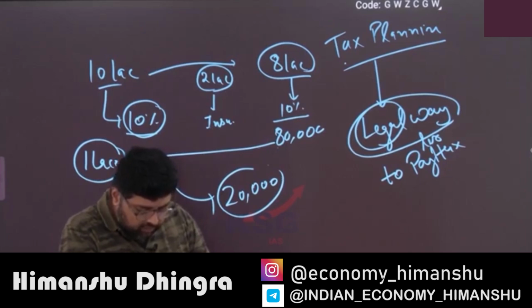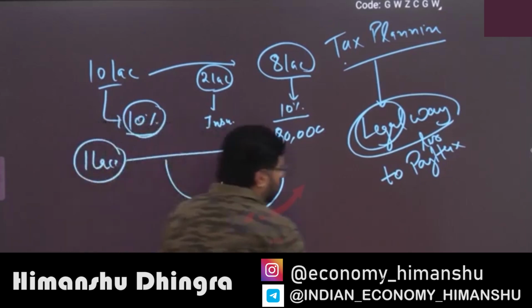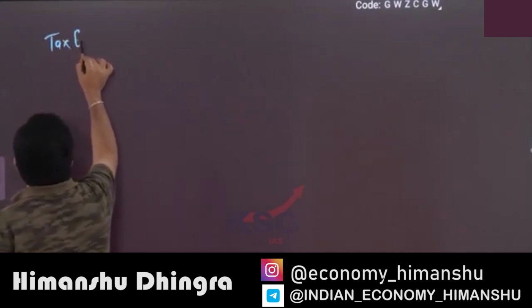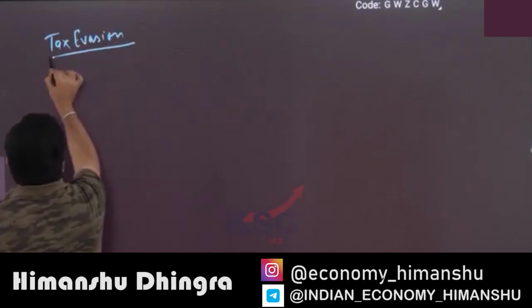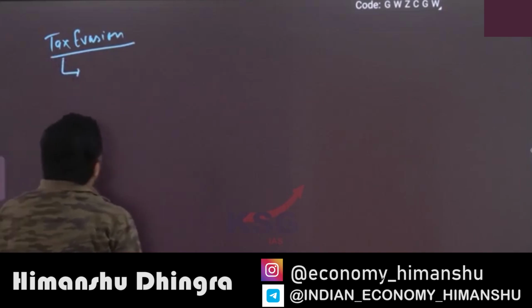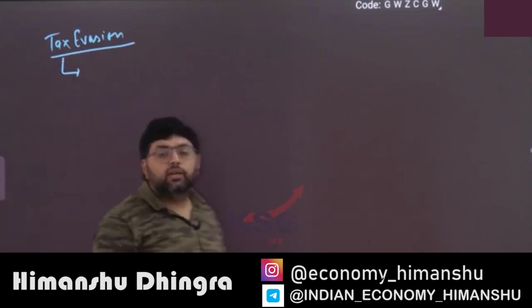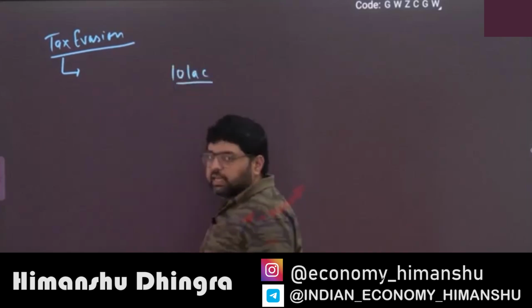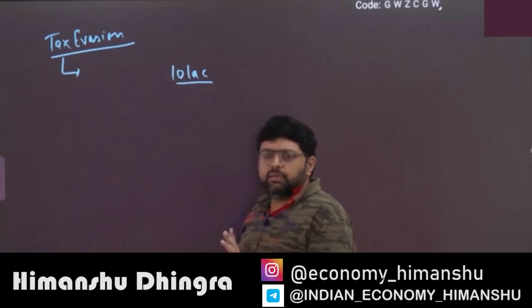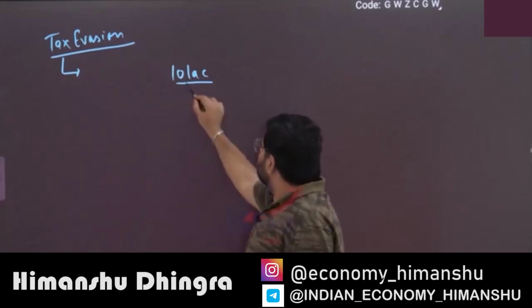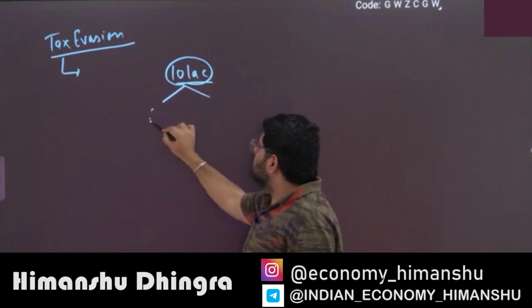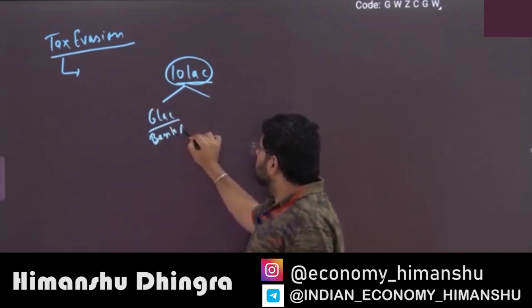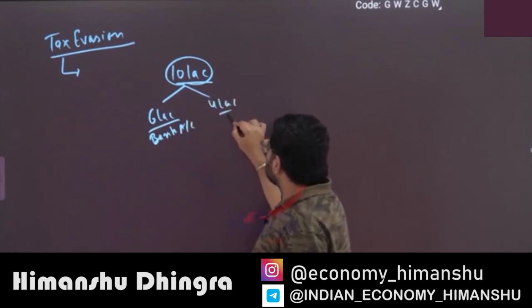Now moving further. Similarly, there is another term, tax evasion. In tax evasion, you hide your income. So for example, you earn 10 lakh. I will take the same example as in tax avoidance, so please understand it clearly. You earn 10 lakh. Now out of 10 lakh, 6 lakh rupees you get in your bank account, that is online, and 4 lakh you receive in the form of cash.